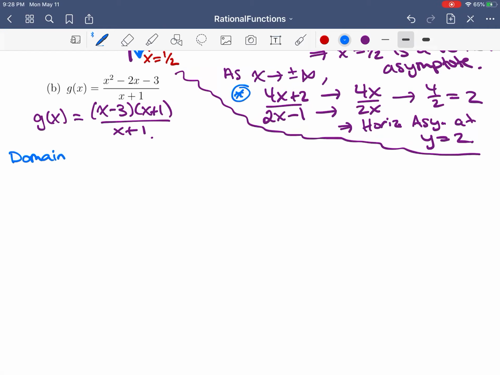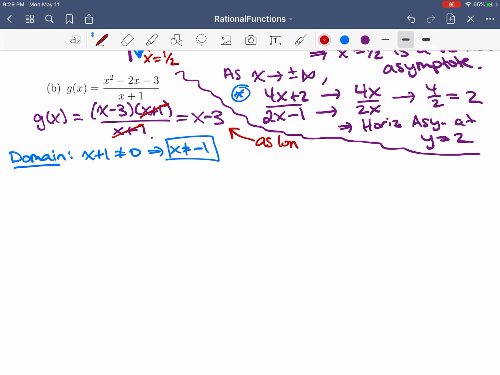Now before we do any simplifying, we should compute the domain. So we need x plus 1 to not be 0, which means that x cannot be negative 1. Okay, so that's our domain. But because of this factored form, we could actually cancel this, and it would be equal to x minus 3. Now this is true as long as x is not negative 1.